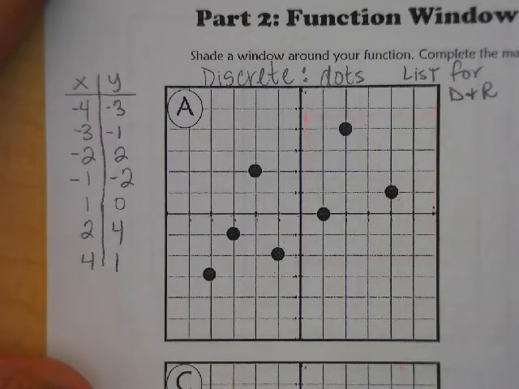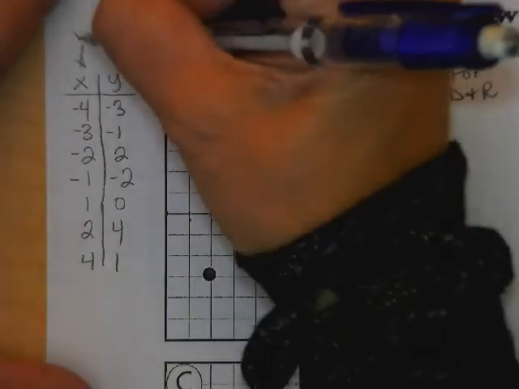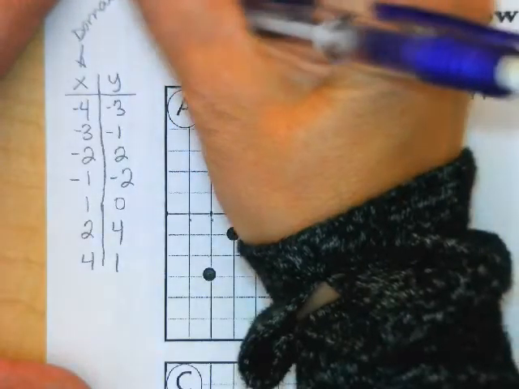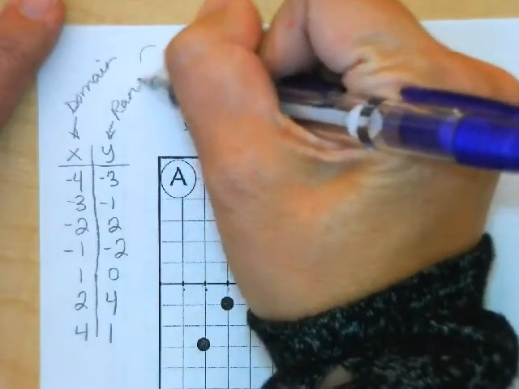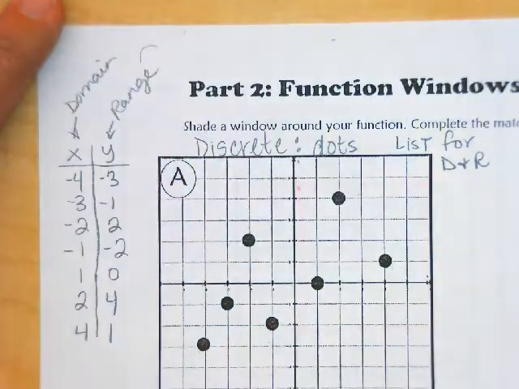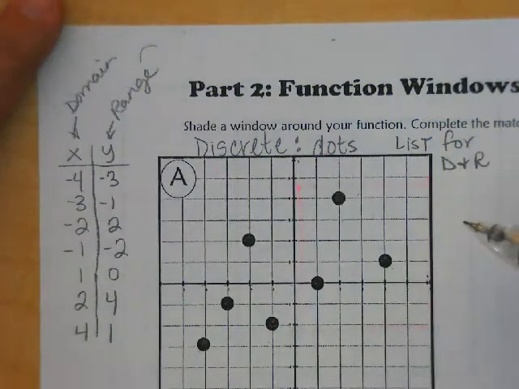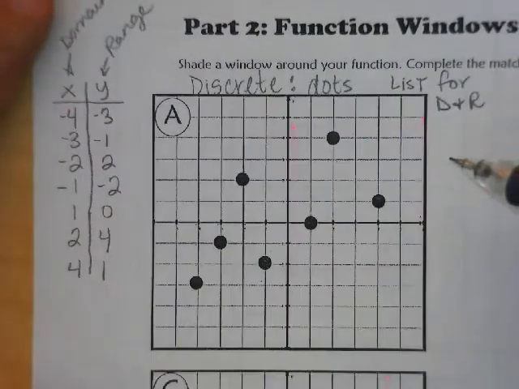Okay, I want you to be aware. Domain and range can be found on a function or a non-function. Okay? When we look at this X column is our domain, and this Y column is our range. Okay, so remember I told you we're going to list them? This is super hard, let me tell you. You're going to be like, what?